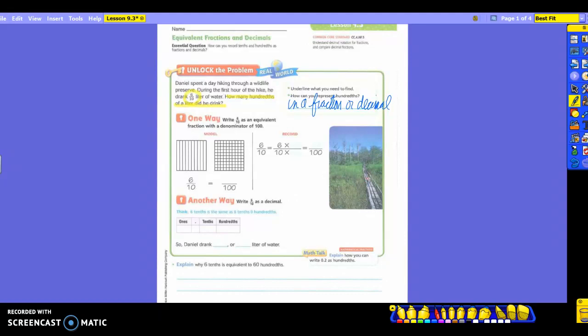Alright, as you can see, this first way we're going to write 6/10 as an equivalent fraction with the denominator of 100. So they drew a model of tenths. They also drew a model of hundredths. So if you have 6/10, how many of these am I shading? 6 of these rectangles.